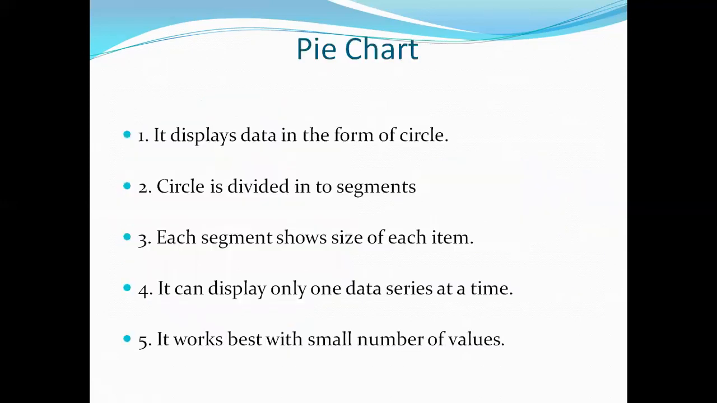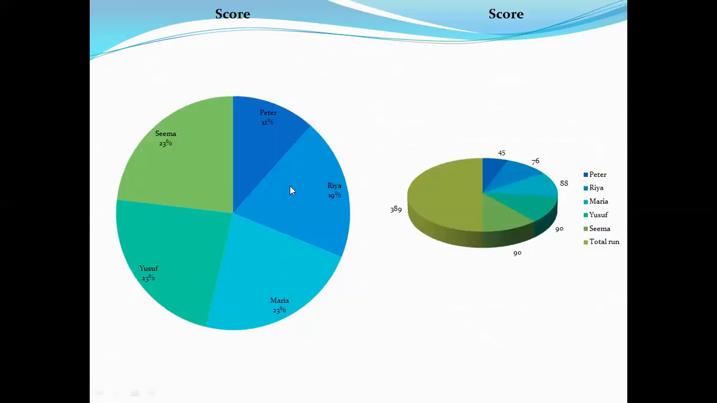So a pie chart displays in the form of a circle. The circle is divided into segments. Each segment shows the size of each item. Okay, so what does that mean? If you look at this circle, it has different segments. So Seema has one segment, Peter has one segment, and you can see how much it occupies: Seema has occupied 23% of this complete circle. Okay, Ria has occupied 19, right?